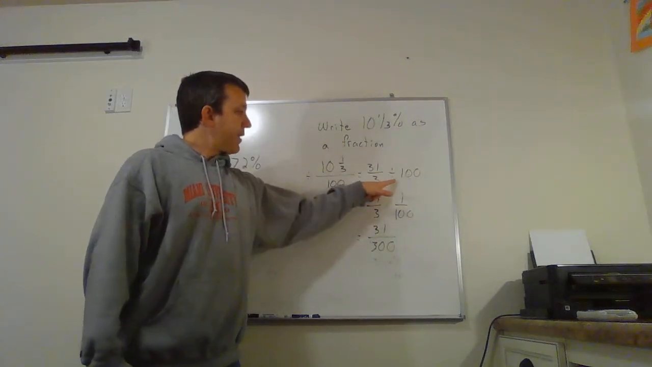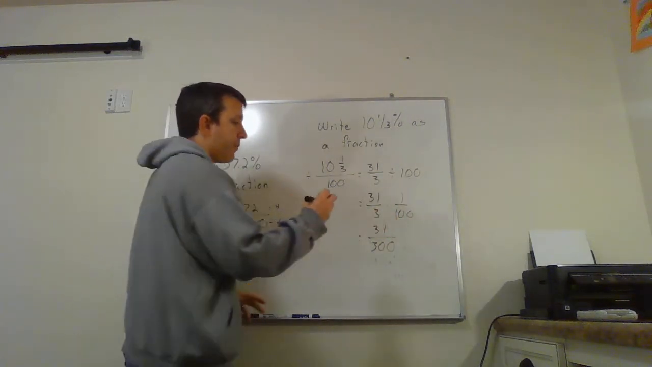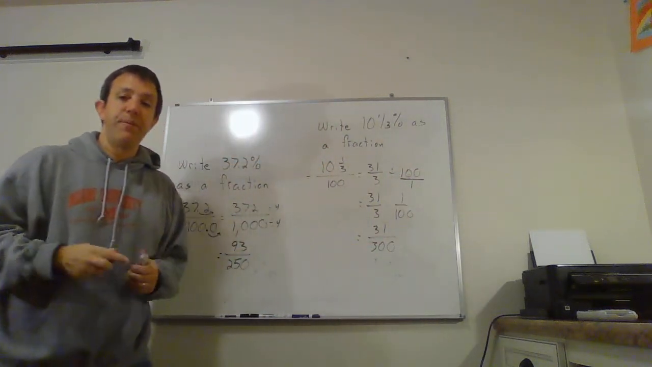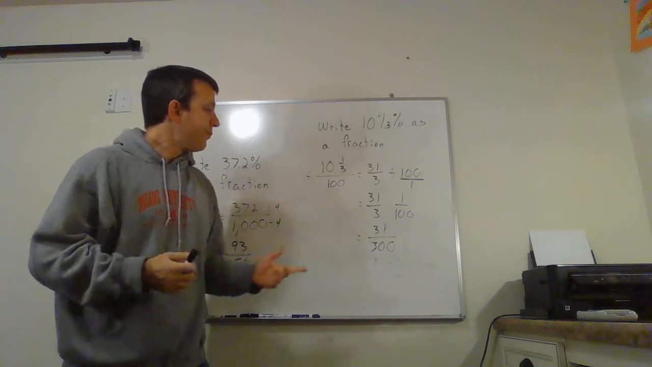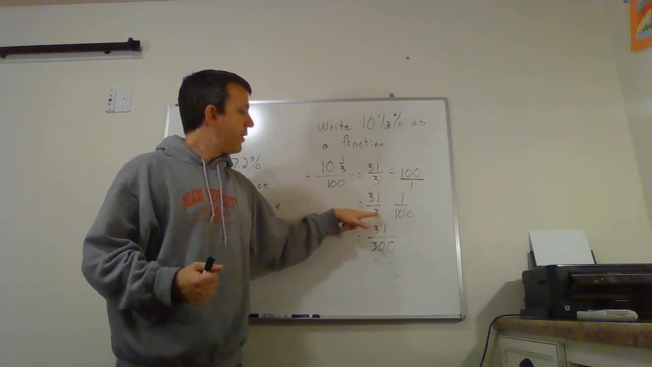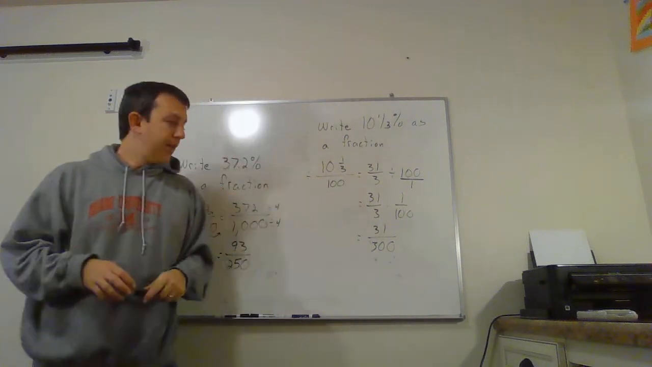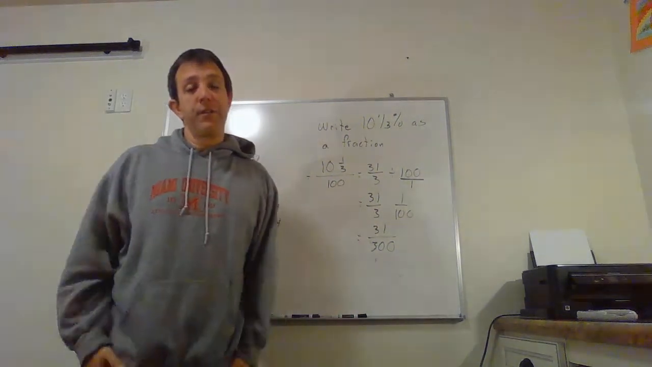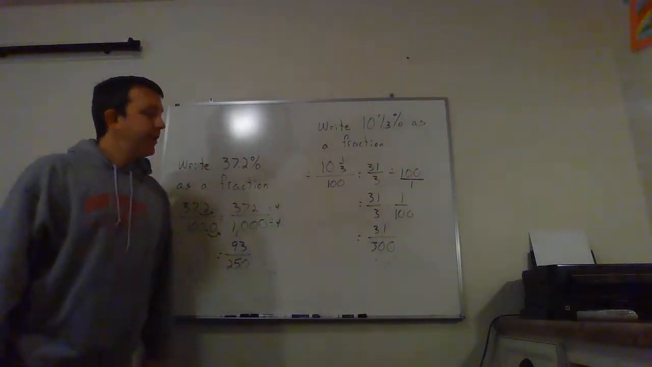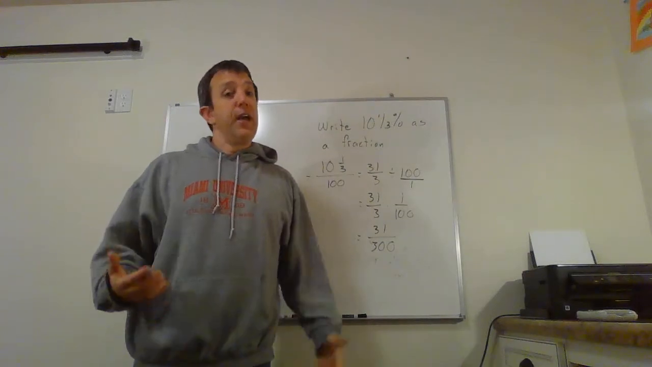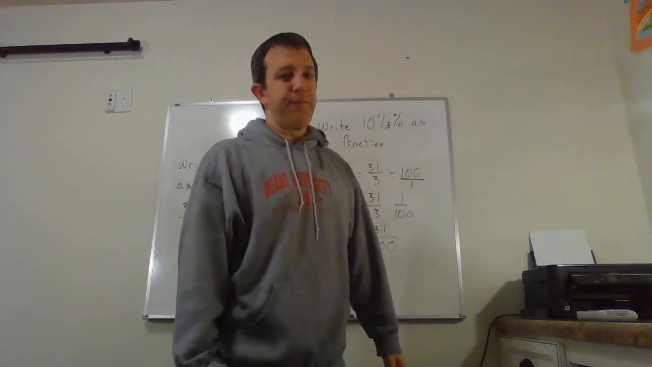When we divide with fractions, we flip the second number. So remember, 100 is the same as 100 over 1. And so when I flip it, I get 1 over 100. And then I just multiply straight across. 31 times 1 is 31. 3 times 100 is 300. And that's our fraction. Reduce it if you can, but you're not going to reduce this one. So there you go. That's how to take a percent that has a fraction in it and change it to a fraction, which is a lot of fun.